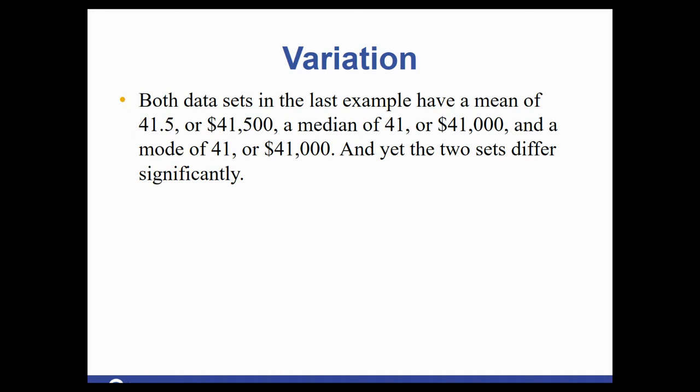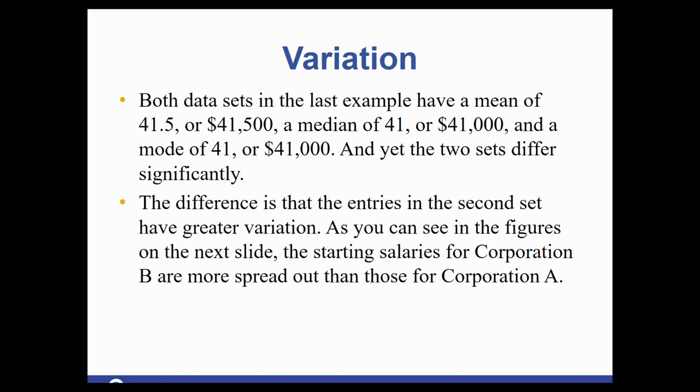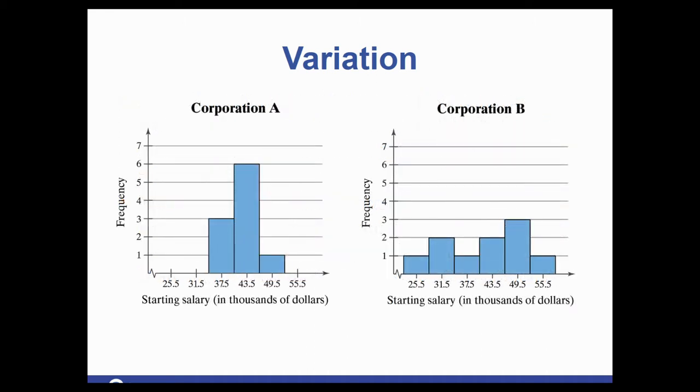If we had found a little bit more about these two data sets, they both actually had the exact same mean and median, and even a mode of 41. Yet we just found when we did our variation, those two numbers were very different when we found the range. The difference is the entries in that second set had a greater variation, or a larger spread of numbers. As you can see in the figures on our next slide, the starting salaries for Corporation B are more spread out than those for Corporation A.